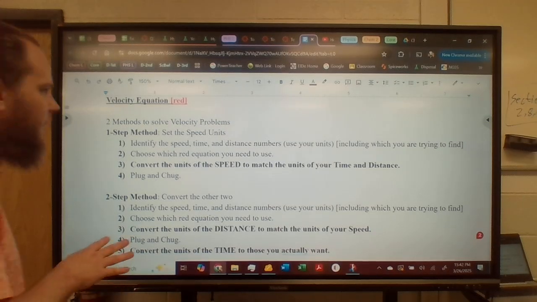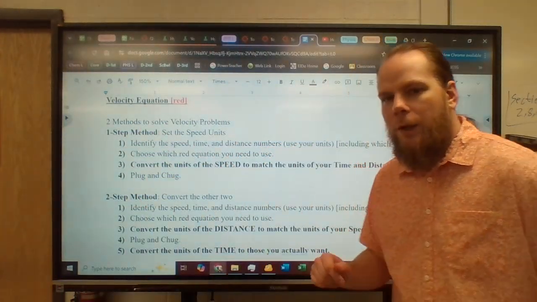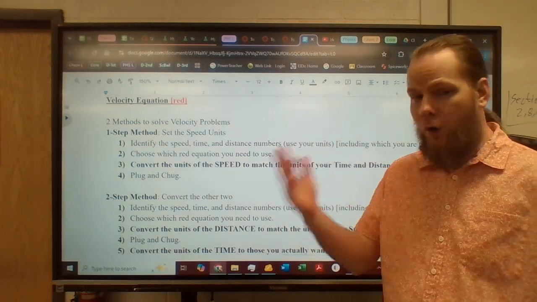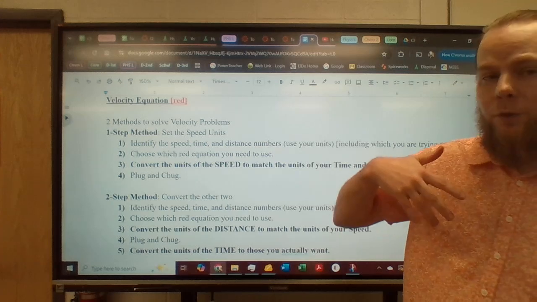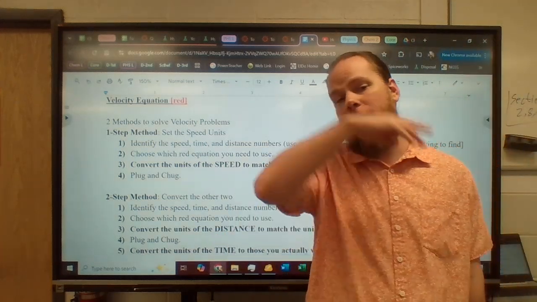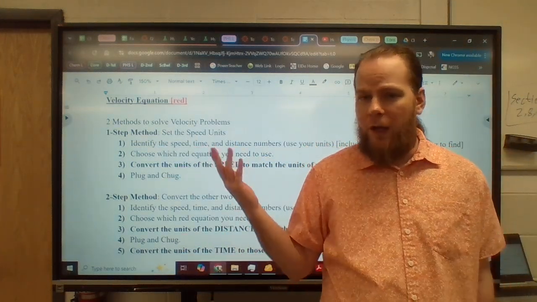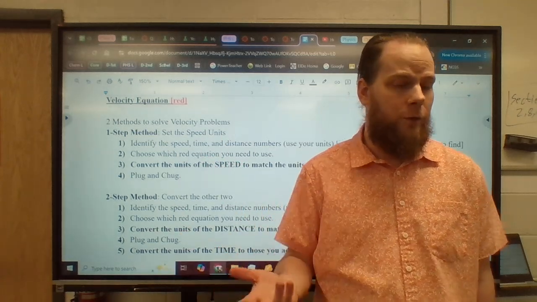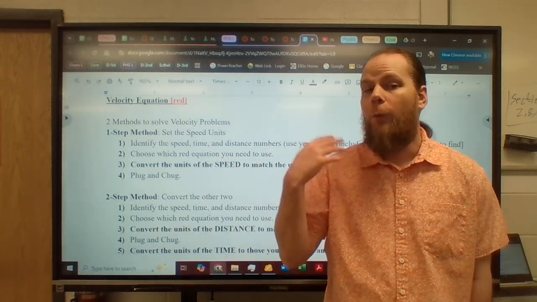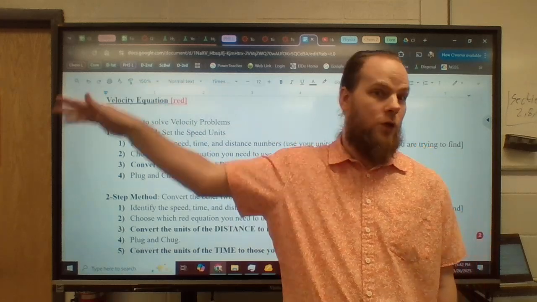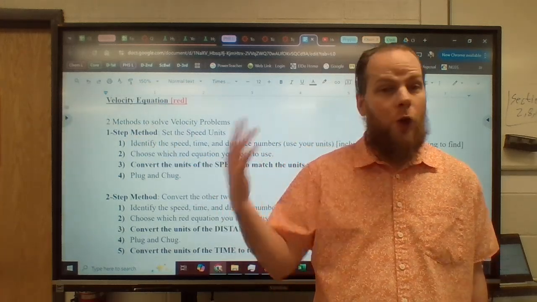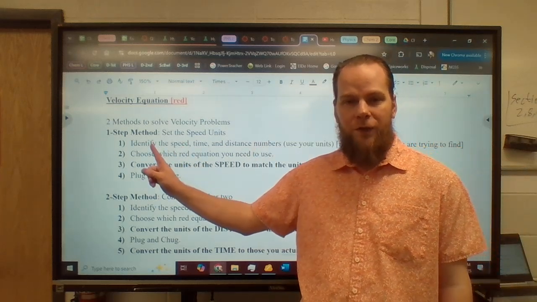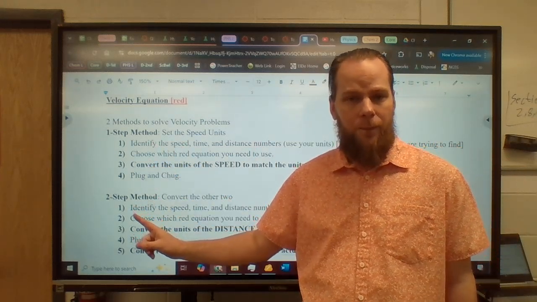Okay. Hopefully that is a little easier to see. So there are two methods that we're going to talk about to solve this. The reason there are two methods is because in reality, most of the time when you're doing velocity problems, you are going to have to do unit conversions. That is one reason why we did unit conversions in the last unit, to make sure that you know how to do them. Okay, so we're going to start with the one-step method, and then we'll do the two-step method.